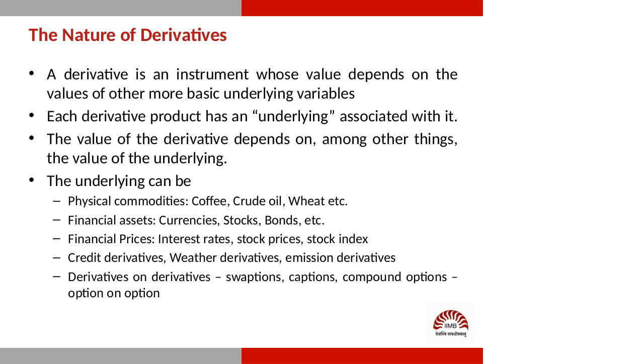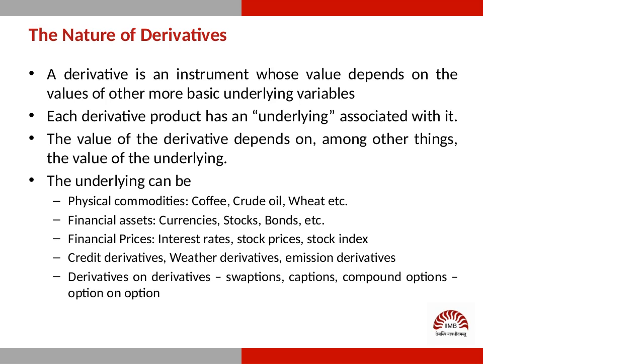Because think of it, the time to maturity and interest rate are some of the things that are also relevant in the pricing of the derivative. So while there is a significant dependence on the value of the underlying, it also depends on other factors. And therefore the point I make is that the value of the derivative depends on, amongst other things, the value of the underlying.